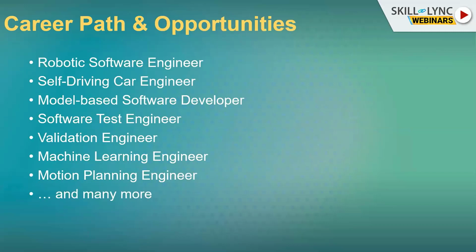So having known about the different skills that you must acquire, these are the different career paths and opportunities that you can get into if you are willing to enter this field. You can work as a robotic software engineer, you can work as a self-driving car engineer, and a lot more. And it's actually not limited only to development. It's not like we would be core software developers, because as critical as development is, it's also important to test what we are developing.